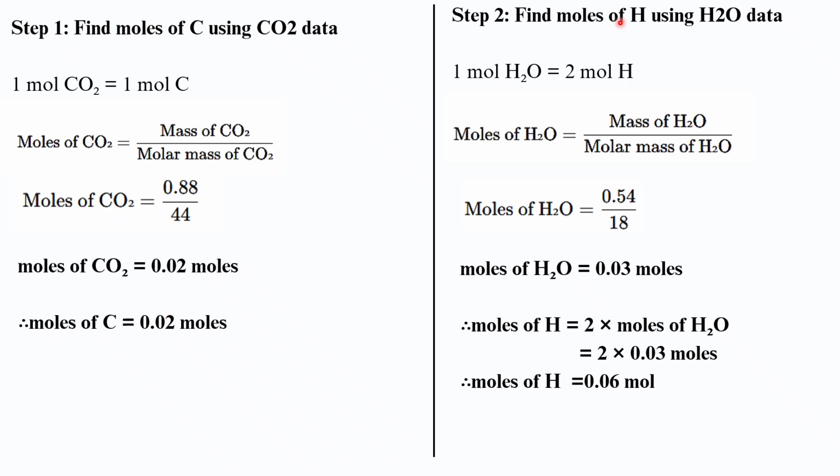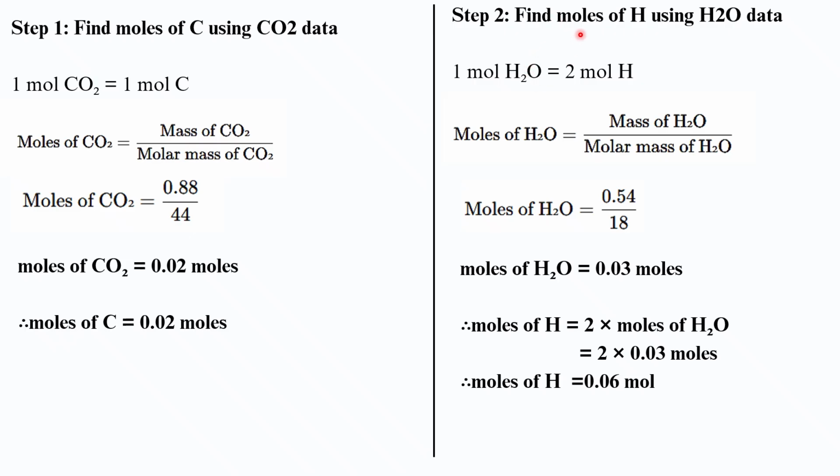Similarly, I will calculate the moles of hydrogen using water. Now, we know that if I have 2 moles of hydrogen, then only I will get 1 mole of water. As you can see, in water I require 2 hydrogen atoms in order to form water. So this means 1 mole of water is equivalent to 2 moles of hydrogen. Whatever the number of moles of water, I just have to multiply it by 2.